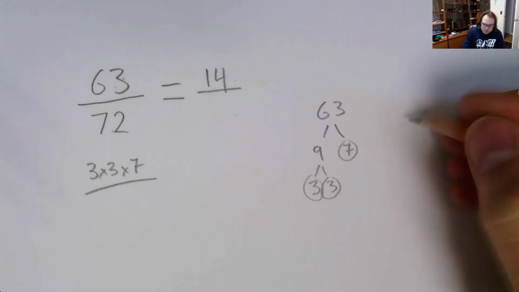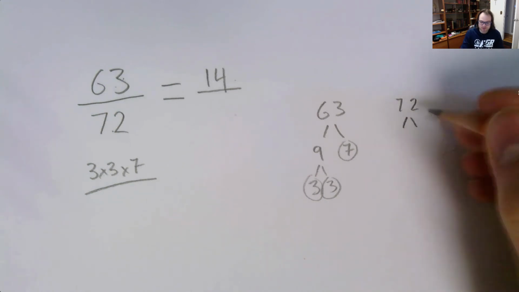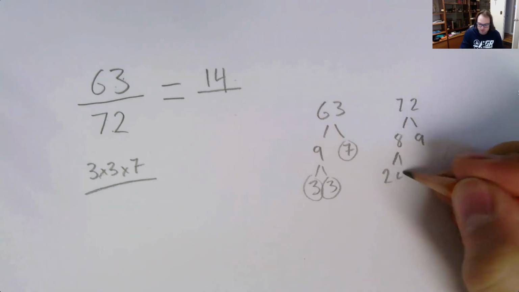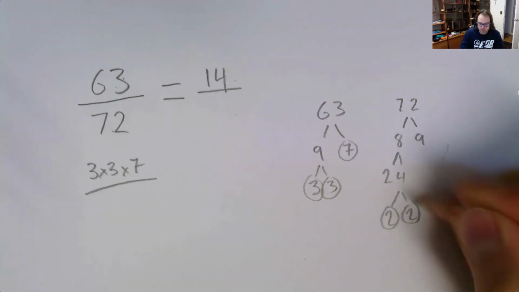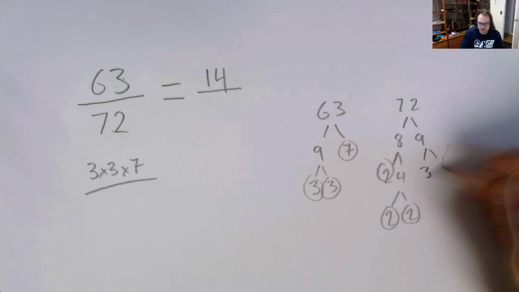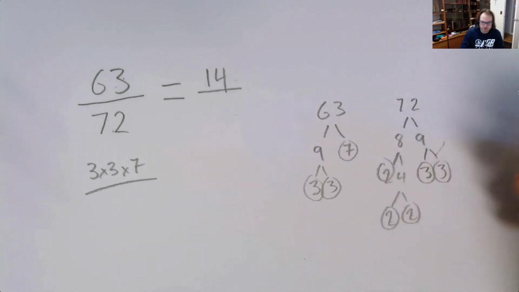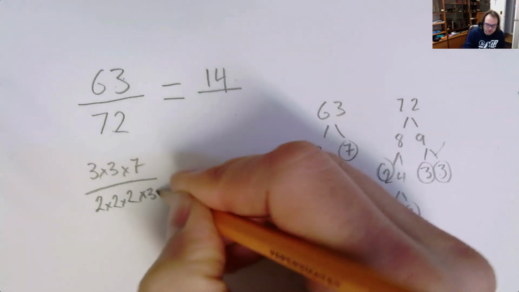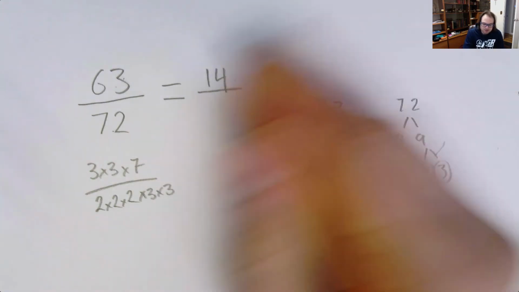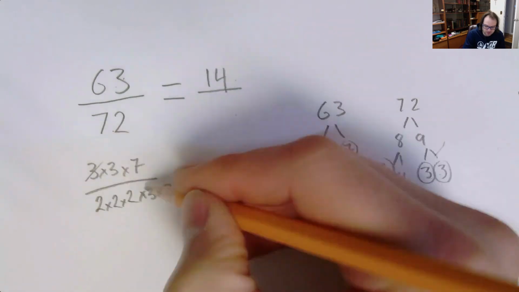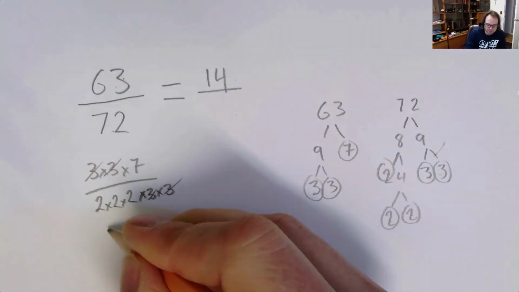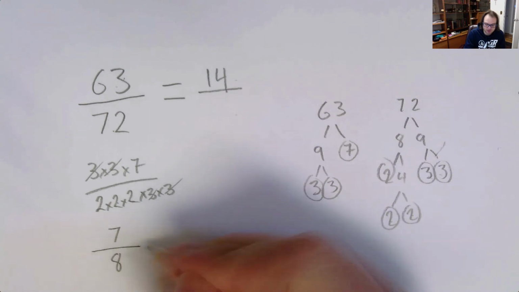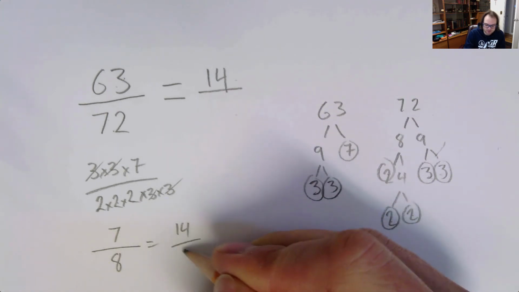And now, let's look at 72. 72 is the same thing as 8 times 9, which is 2 times 4, 2, and 2. Circle all my primes, and we have 3 times 3. So that's 2 times 2 times 2, and then I have 2 3's, times 3 times 3. Now, let's cancel this off. I'm going to have a 3 and a 3 and a 3 and a 3. So I'm left with 7 over, and we have 2 times 2 is 4, times 2 is 8. 7 over 8 is equal to 14 over something.